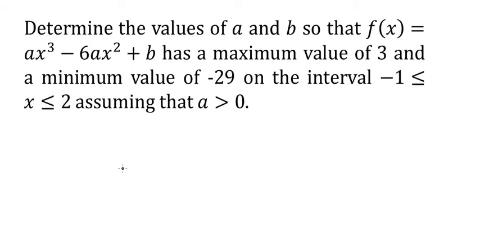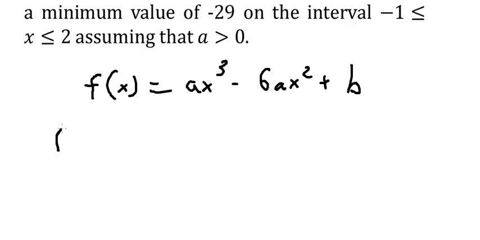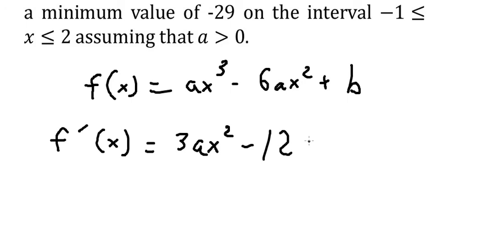First, we need to know that we have f of s equal to a s to the power of 3 minus 6a s squared plus b. First, we need to find the derivative of the function. And you got 3a s squared minus 12a s.